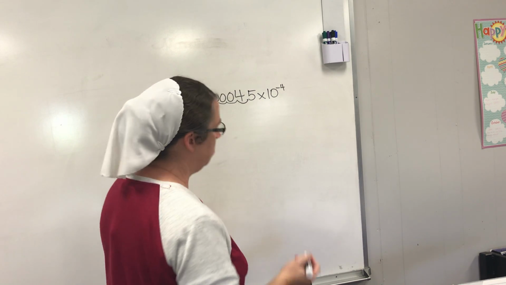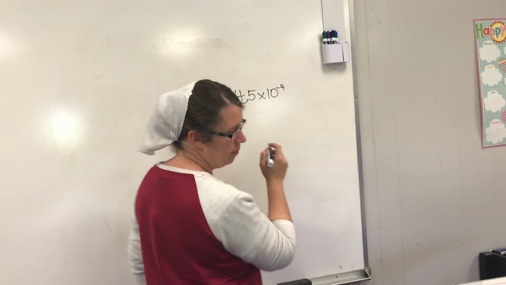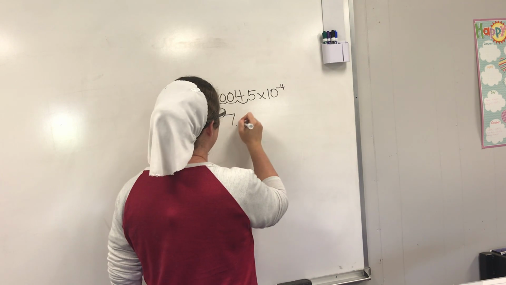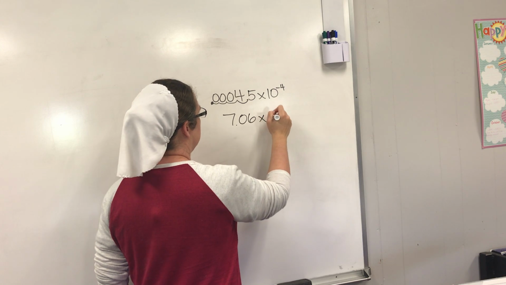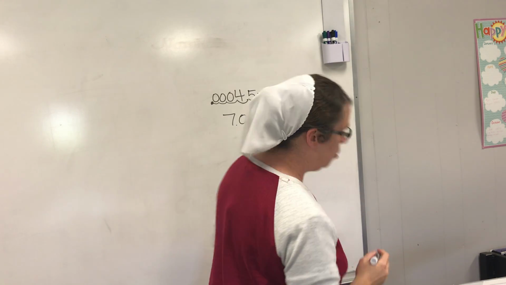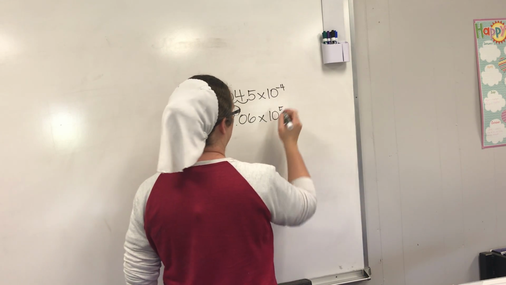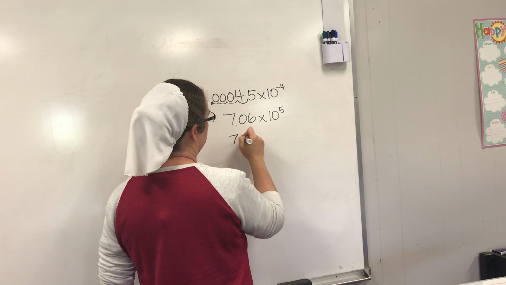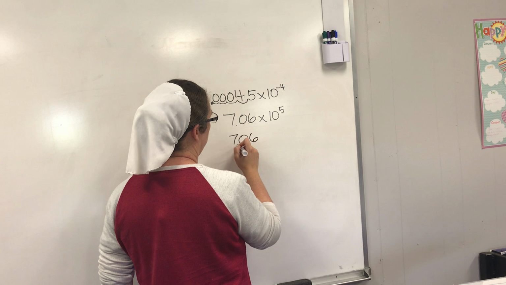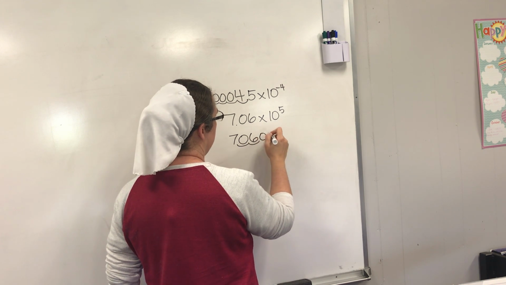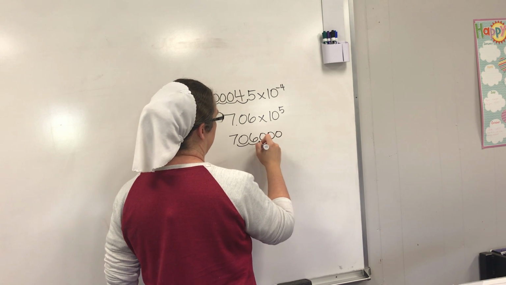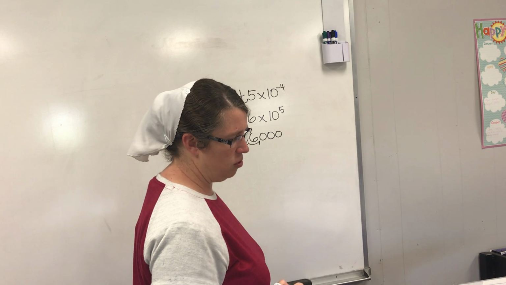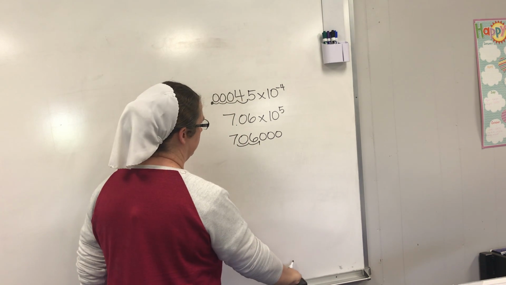Number 1B, 7.06 times 10 to the 5th power. All right, so our decimal is there. So we moved it 1, 2, 3, 4, 5. So our answer is 706,000.